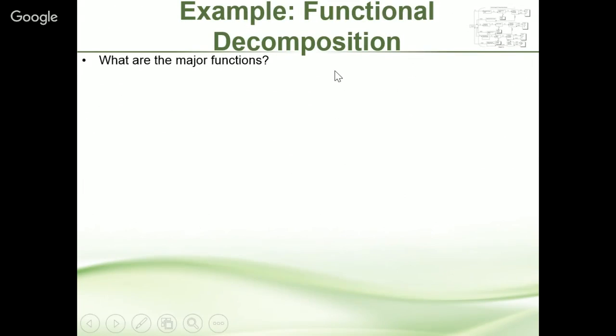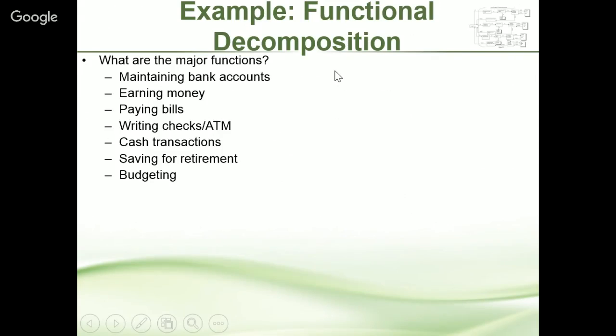First thing you look at in a decomposition, what are the major functions? So we're going to say, for this family, they maintain bank accounts, they earn money, they pay bills, they write checks or use their ATM card, they have some cash transactions, they have savings for retirement, and then they have a budgeting process.